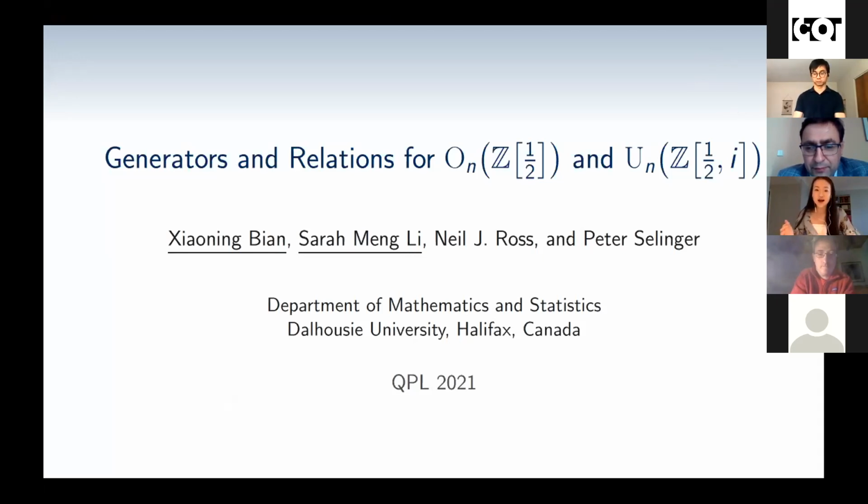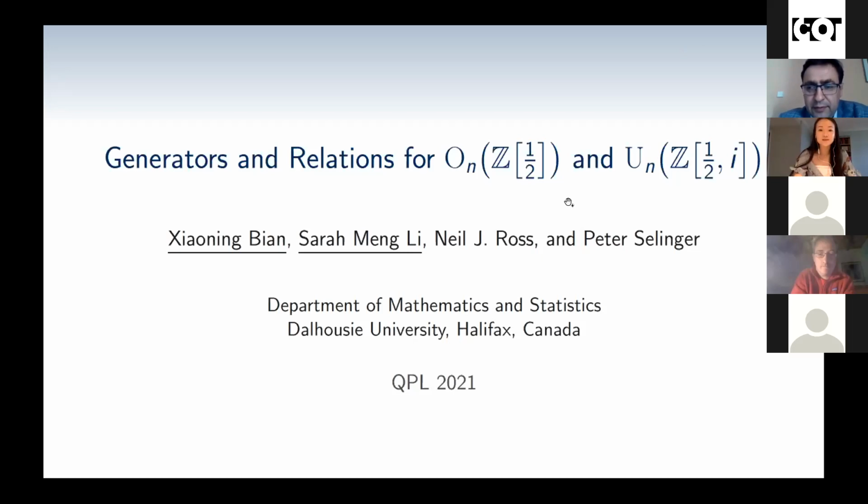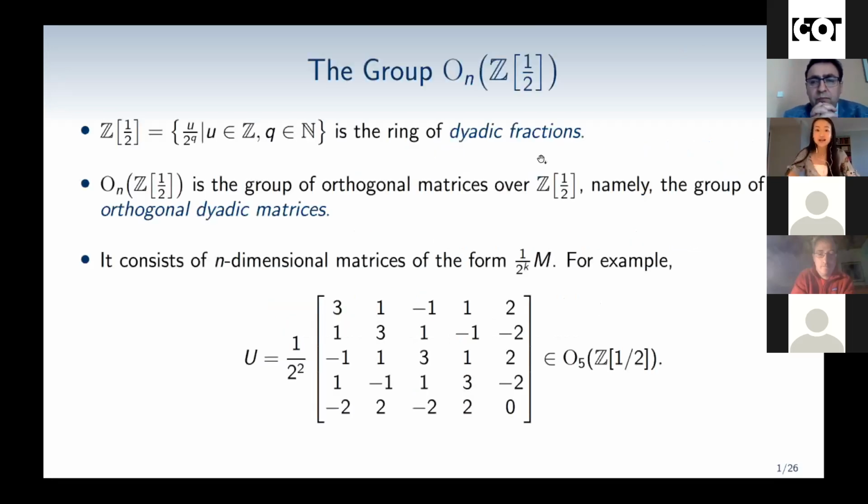So today we're going to tell you about the generators and relations for two interesting groups in quantum computation. So we start by defining Z[1/2] as a ring of dyadic fractions whose denominator is a power of 2. We define O_n(Z[1/2]) as the group of orthogonal matrices over this ring, and we call it the group of orthogonal dyadic matrices. It consists of n-dimensional matrices of this form, which is just a kth power of 1/2 multiplied by an integral matrix. For example, U is a group element in O_5(Z[1/2]), and if you multiply the scalar 1/2 squared to every component, you'll see that the matrix is actually composed of dyadic fractions.